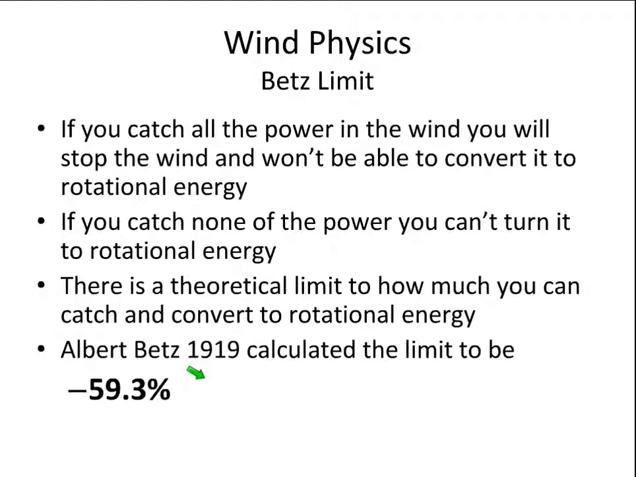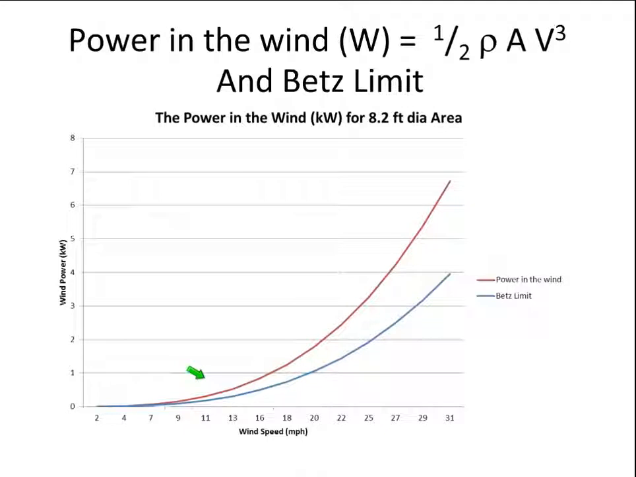Albert Betz in 1919 calculated that the limit is about 59.3%. So when we talk about efficiency of wind turbines, if we're using the term efficiency properly, it should never be more than 59% efficient. If they say it's more than 59% efficient, likely that's not true, or they're not using the term efficiency properly. So again, I'm going to throw this out there. I've got the power in the wind as my red line, and then I've got the Betz limit. I know that this is how much energy or power is in the wind, but I cannot catch more than the blue line amount.